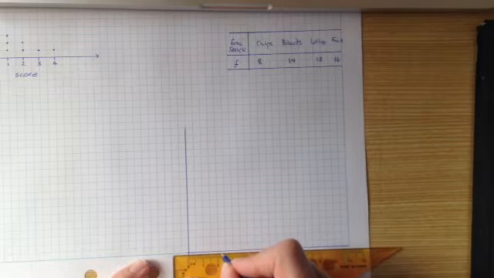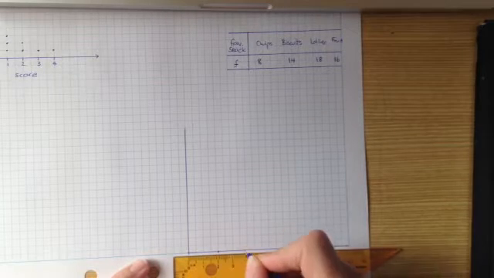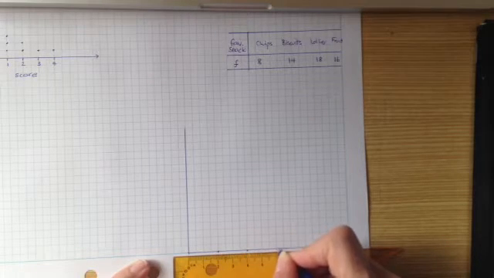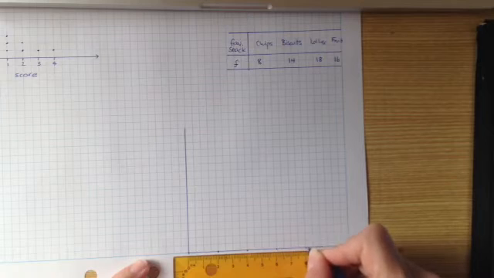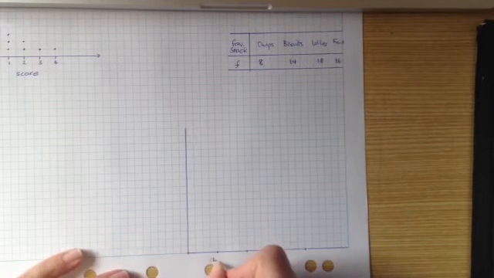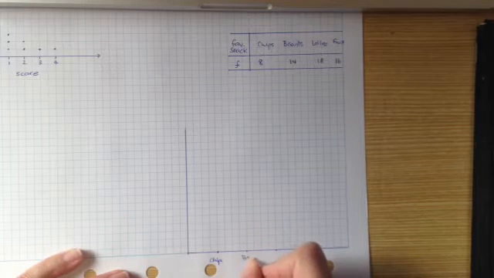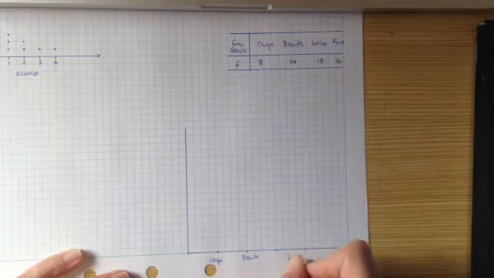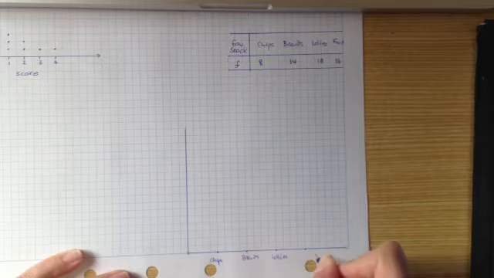So now I need to make my marks on my scale, and I'm going to come across every 2 centimetres and make 4 marks for my scores. So this one will be my chips, my biscuits, lollies, and my fruit.